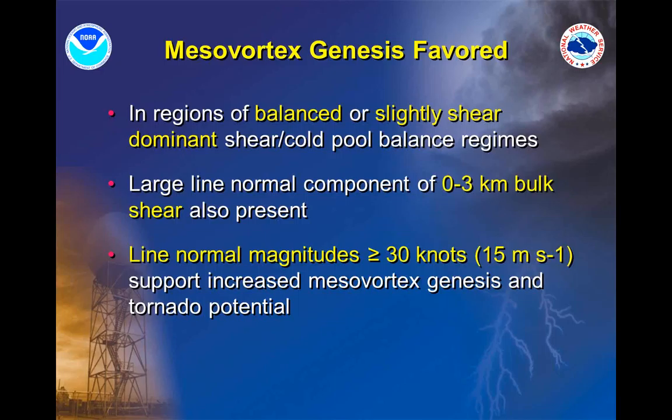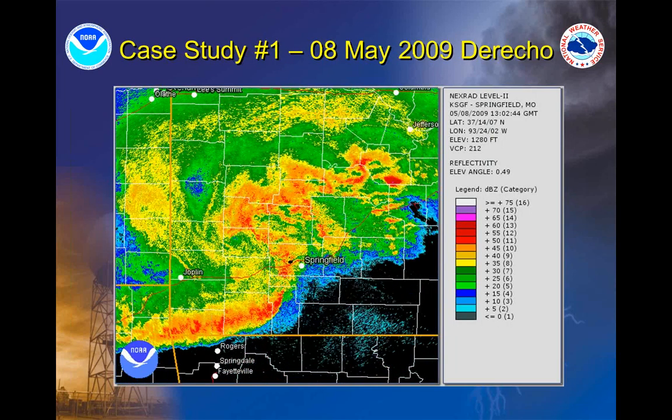Mesovortex genesis is definitely favored in regions of shear cold pool balance or slightly shear dominant shear cold pool balance regimes. Again, as already pointed out, large line normal components of 0 to 3 kilometer bulk shear also favor mesovortex genesis. And what we've found operationally is those line normal magnitudes, 15 meters per second or greater or so, support increased mesovortex genesis and tornado potential. Now, some of the numerical simulations out there have actually shown slightly less values, but again, operationally, 30 knots or so seems to be very supportive of increased mesovortex genesis.